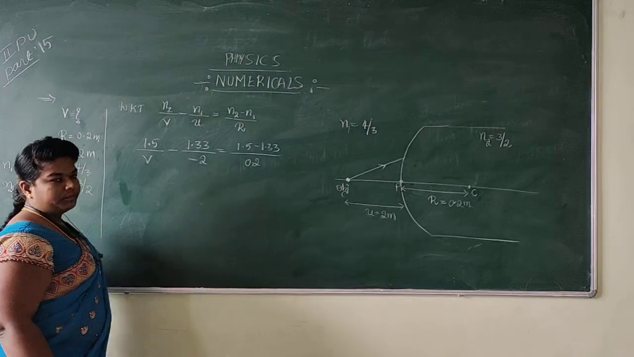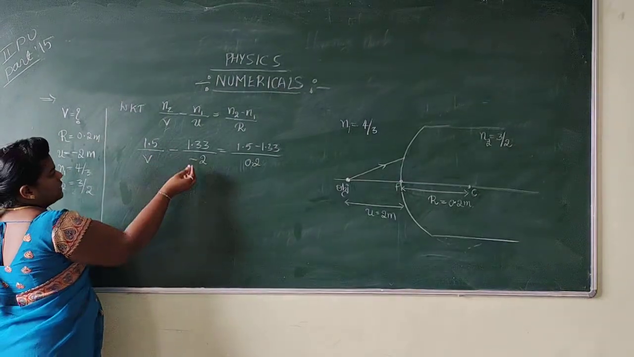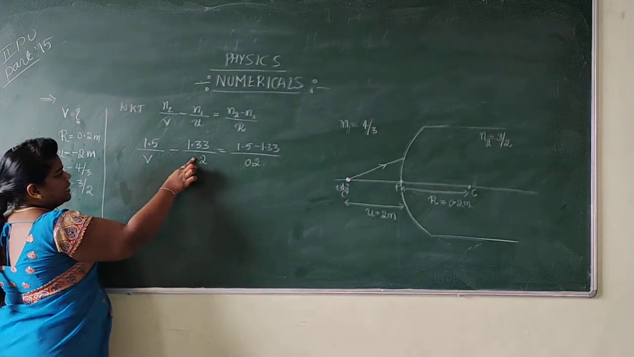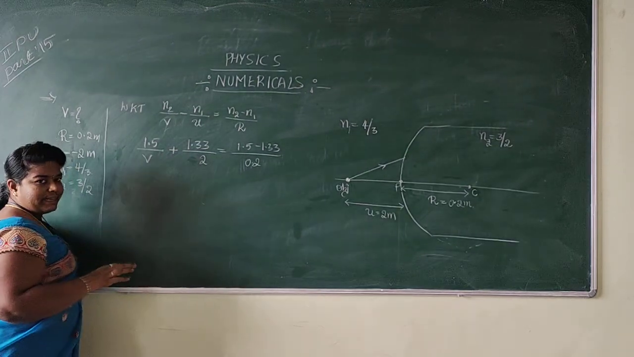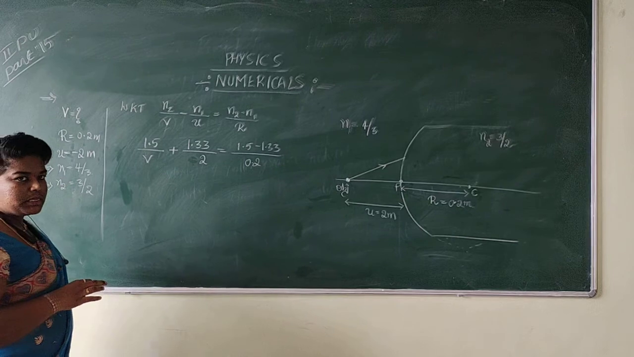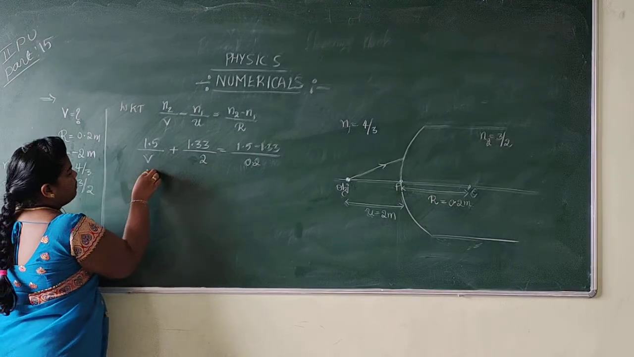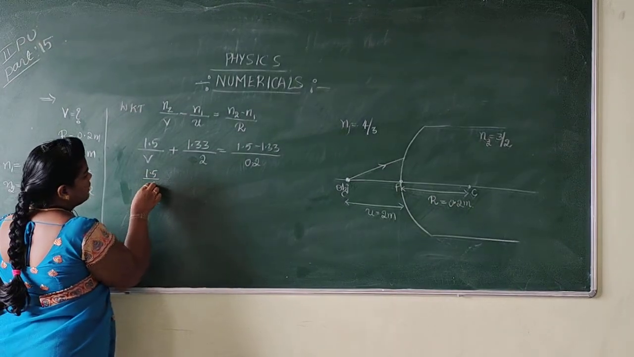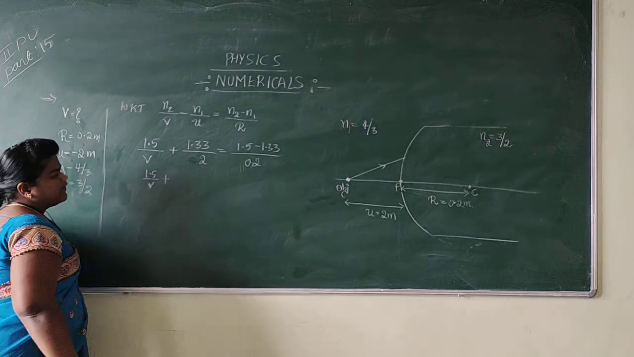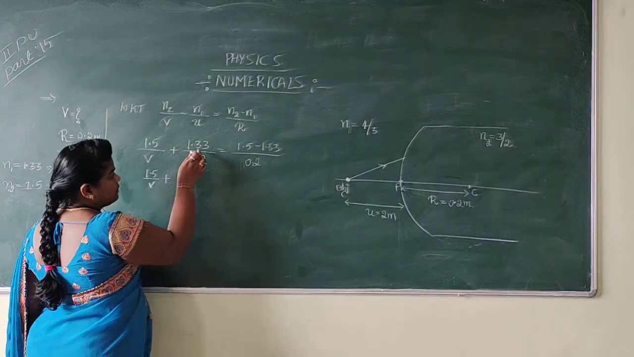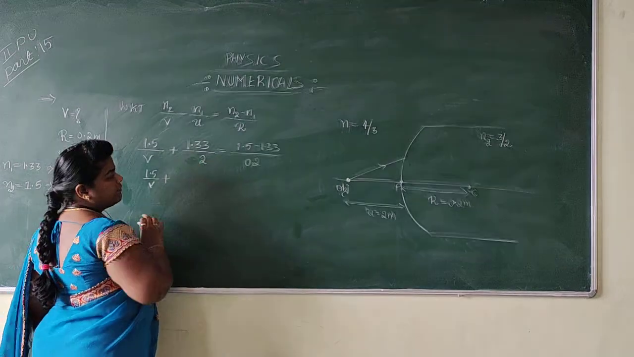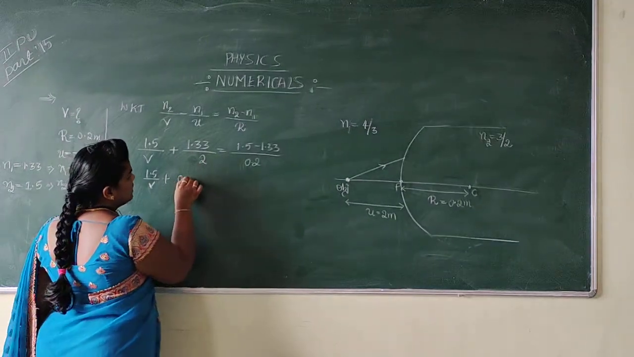Yes. Now see, here minus into minus is there, it becomes plus. Write the next step yourselves. I am writing it as it is. Minus into minus becomes plus. Now 1.5 divided by v plus 1.33 divided by 2. So how much will you get when you divide by 2?